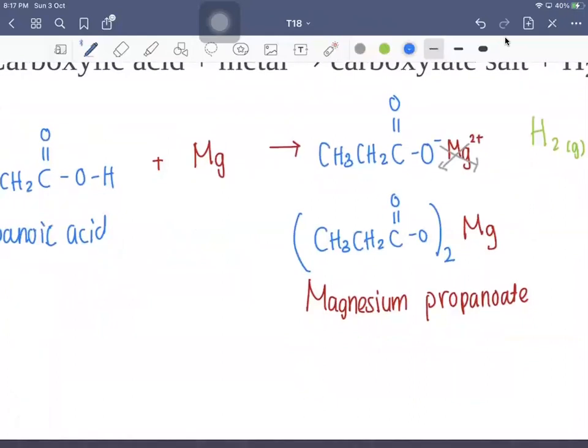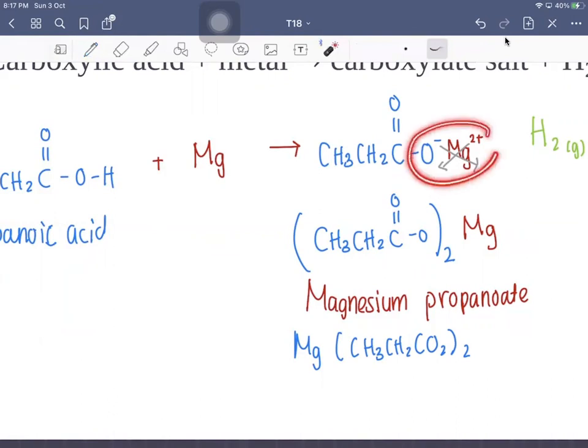some of you may ask, is it a problem if we write it like this? Mg(CH3CH2CO2)2. Of course, there's no problem. Whether you put the magnesium at the front or at the back, it does not matter. I like to put them next to each other so you can see the charges clearly. These 2 notations are correct. The most important thing is you need 2 units of the propanoate ion to cancel out the charge of 2+ of magnesium.